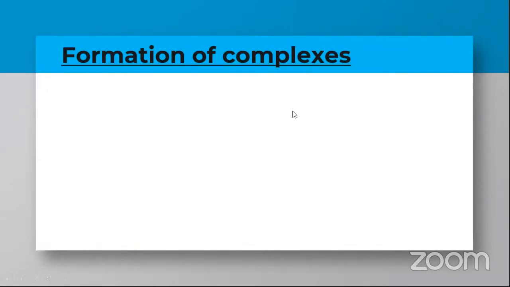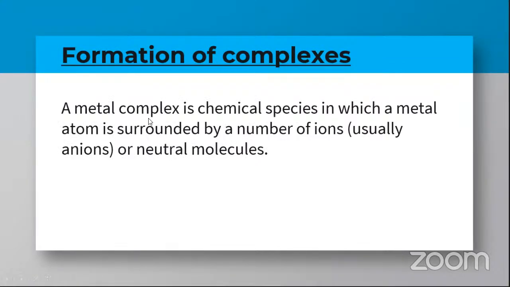So when we're looking at formation of complexes, we shall combine many things. Others we have just looked at, so we shall just be borrowing knowledge from other properties. So we first define the key terms. First of all, we need to define what a metal complex is. We say it is a chemical species in which a metal atom is surrounded by a number of ions, usually anions. When we talk of anions, we mean negatively charged ions or neutral molecules.